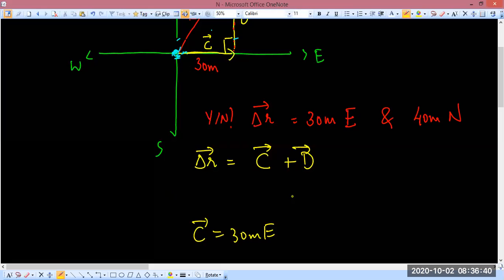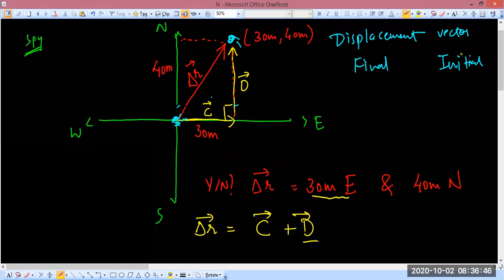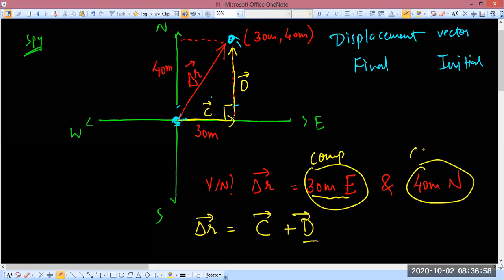So do you see that C is 30 meter east and then plus D, where D is actually 40 meter north? Do you understand that this is one component, and this is one more component? Again, component means parts, yes, right?